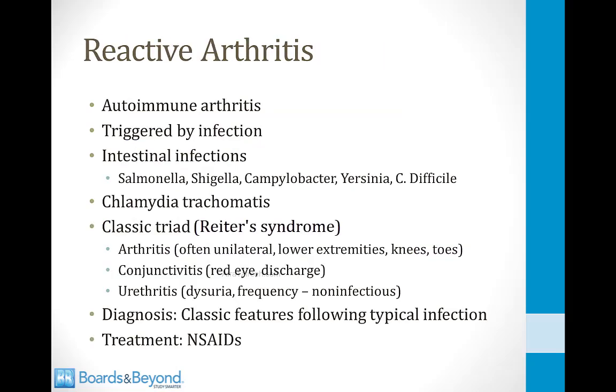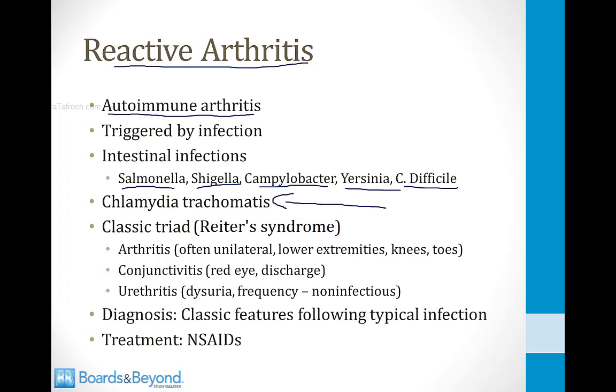Chlamydia can trigger a reactive arthritis, and this is an autoimmune arthritis. So this is very different from gonococcal arthritis, where the bacteria spreads to a joint and causes an inflamed, swollen joint. In this case, the chlamydia triggers an autoimmune reaction, and this leads to arthritis. Reactive arthritis can occur from a couple of different kinds of infection. Many enteric bugs can do this, like Salmonella, Shigella, Campylobacter, Yersinia, even C. difficile, but chlamydia can also do it.